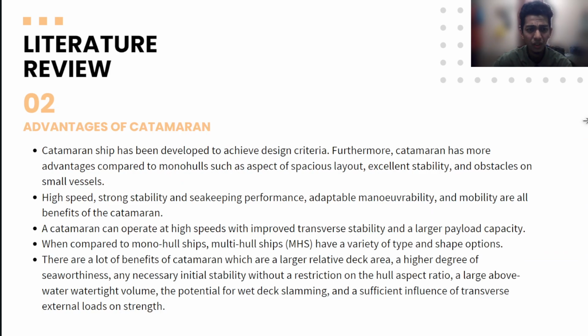Second part, advantages of catamaran. Catamaran ships have been developed to achieve design criteria. Furthermore, catamarans have more advantages compared to monohulls, such as a spacious layout, excellent stability, and fewer obstacles on small vessels. High speed, strong stability and seakeeping performance, adaptable maneuverability, and mobility are all benefits of the catamaran. A catamaran can operate at high speeds with improved transverse stability and a larger payload capacity. When compared to monohull ships, multi-hull ships have a variety of type and shape options.